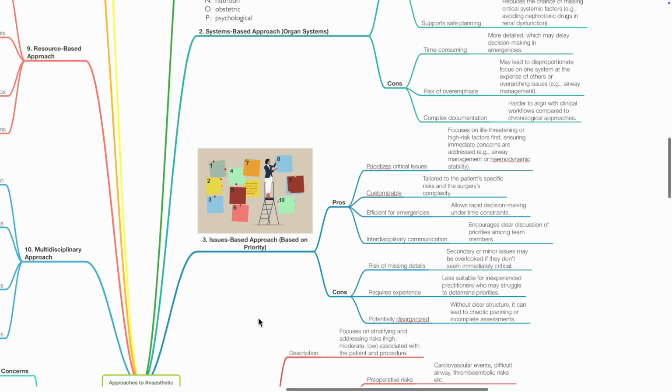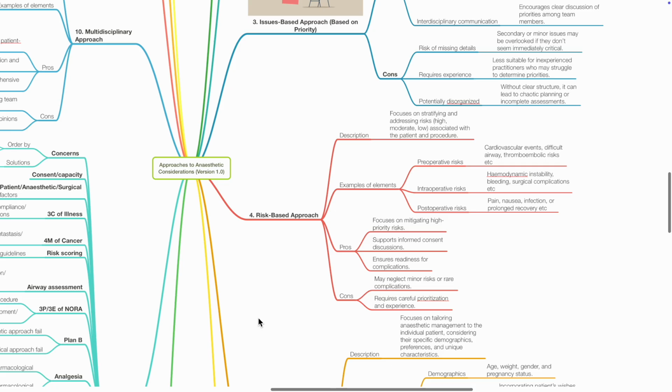There is better interdisciplinary communication by encouraging clear discussion of priorities among team members. Cons include risk of missing details. Secondary or minor issues may be overlooked if they are not deemed critical. It requires experience and is less suitable for inexperienced practitioners who may struggle to determine priorities. There is potential for disorganization. Without a clear structure, it can lead to chaotic planning or incomplete assessments.